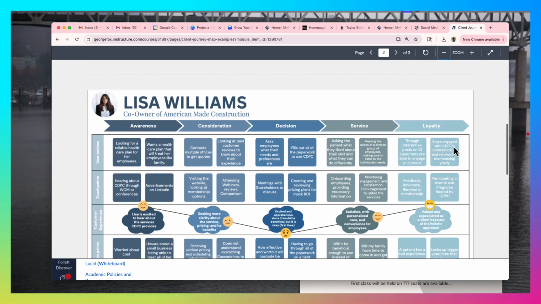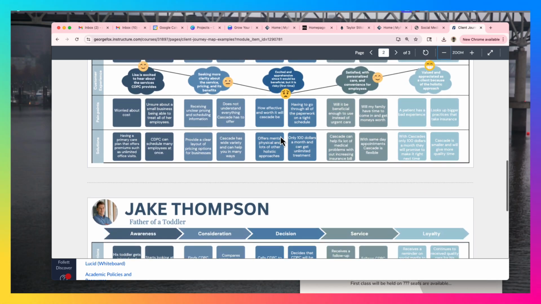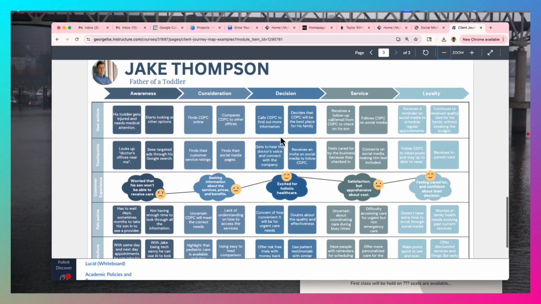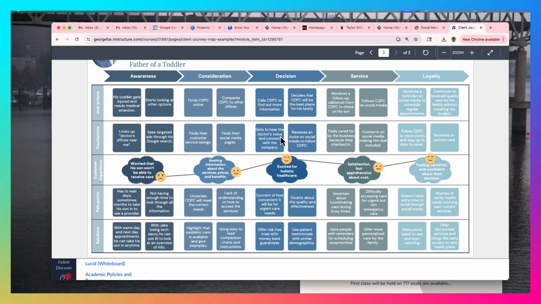And just like the last assignment, they took their 2 client personas, Lisa Williams was one, and stepped Lisa through each phase. What I liked about this work, they went even deeper. They looked at 2 points of awareness, 2 points of consideration, 2 points of decision making for each section. And then Jake Thompson is here. Really good, critical, detailed work that will come in play for future assignments.